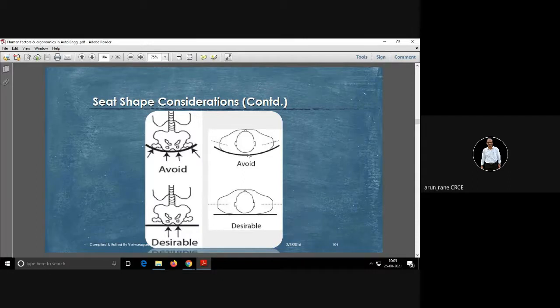Seat shape considerations, mainly. So this is what is desirable. This is a human body. This is a vertebra.